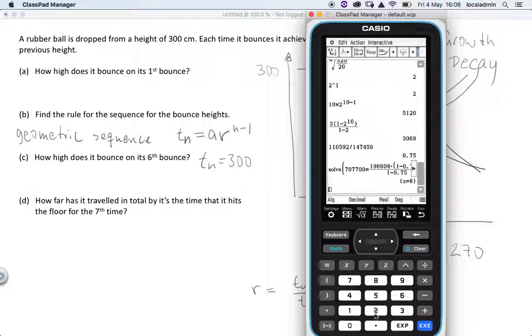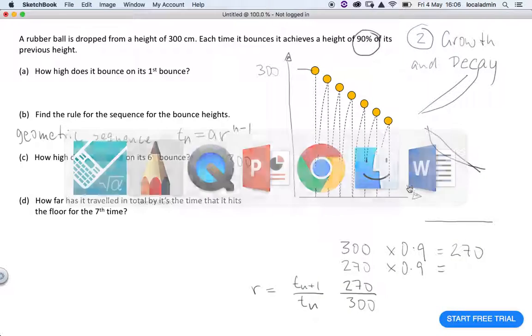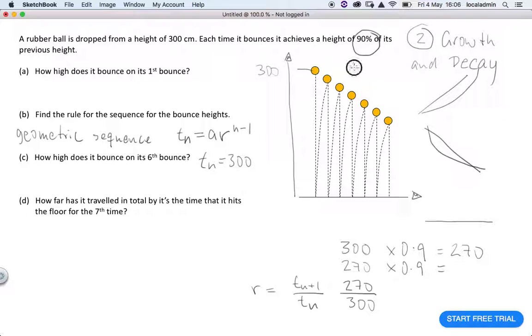We need to start with the lower one, 270 divided by 300, because we are going down, right? So there's gravity, so gravity will force the ball to bounce less and less. So 0.9, which is the same as 90%. Okay, so 90% is the same as 0.9 expressed as a decimal. So we multiply by 0.9 and we use n minus 1 up there, and that gives us the rule for the sequence for the bounce height.